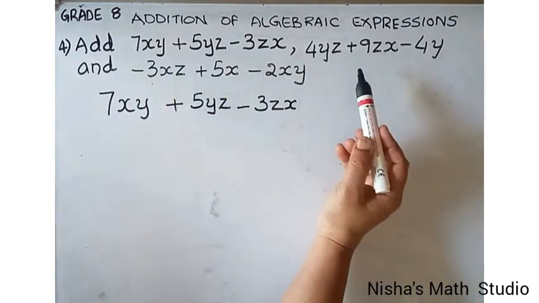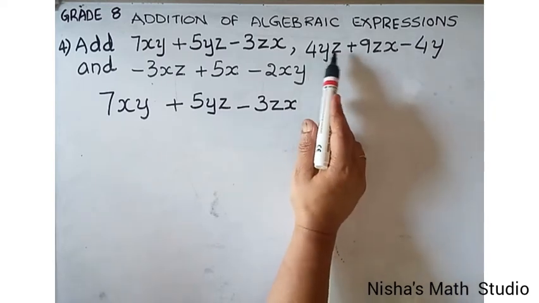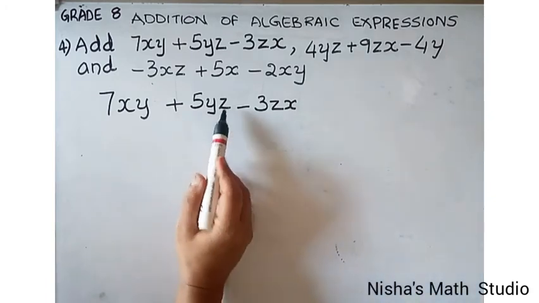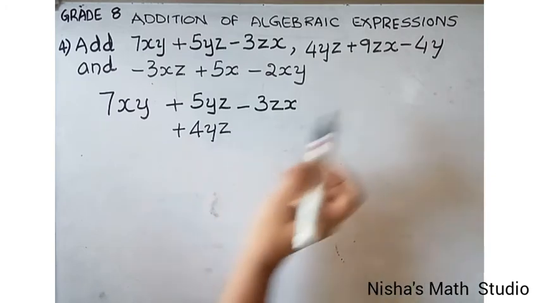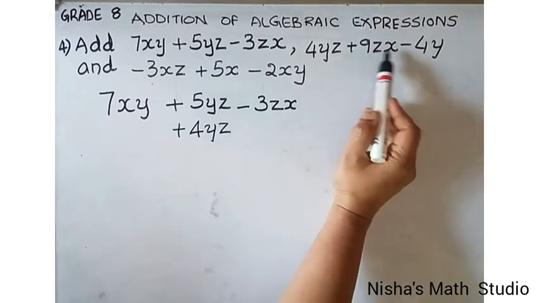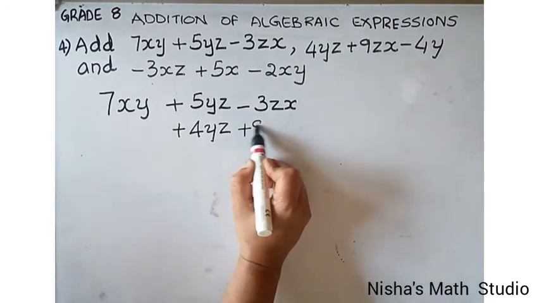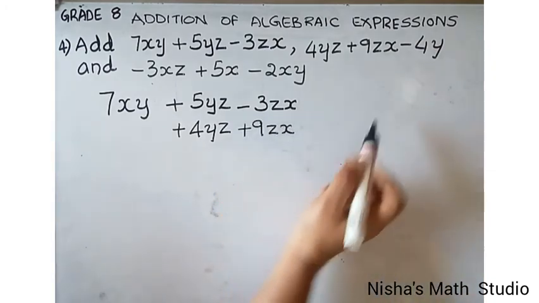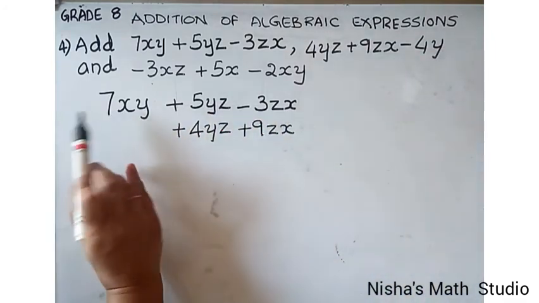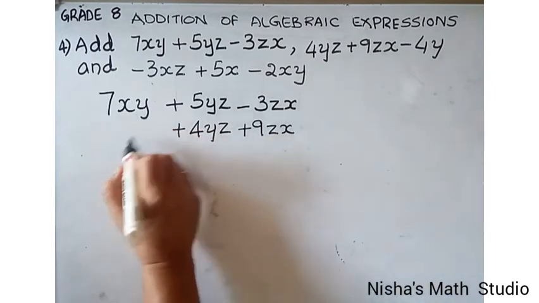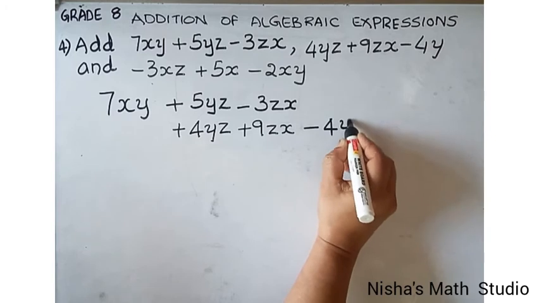We'll take care that we are going to write it under its like terms. 4yz. yz is here, so you have plus 4yz. Next term is 9zx. zx is here, so plus 9zx. Next you have minus 4y. Do you have anywhere y here? No. So we are not going to write it under anything. We are going to write it separately here, minus 4y.